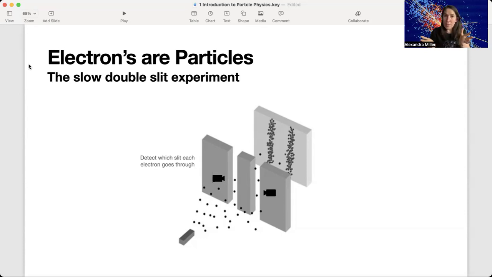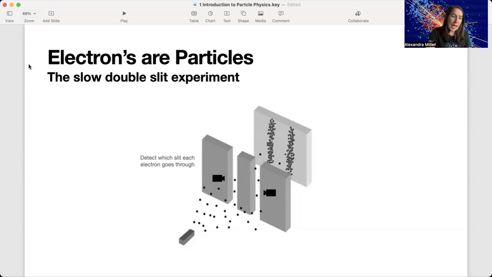If you do that, the interference pattern actually disappears. And instead, you end up with two stripes of electrons on your detection screen, which is exactly what you would expect if electrons behave more like particles, right? Our interference pattern is totally washed away, and instead we just have two images of our slits that appear on the screen. And so here we're seeing that electrons are behaving more like particles.